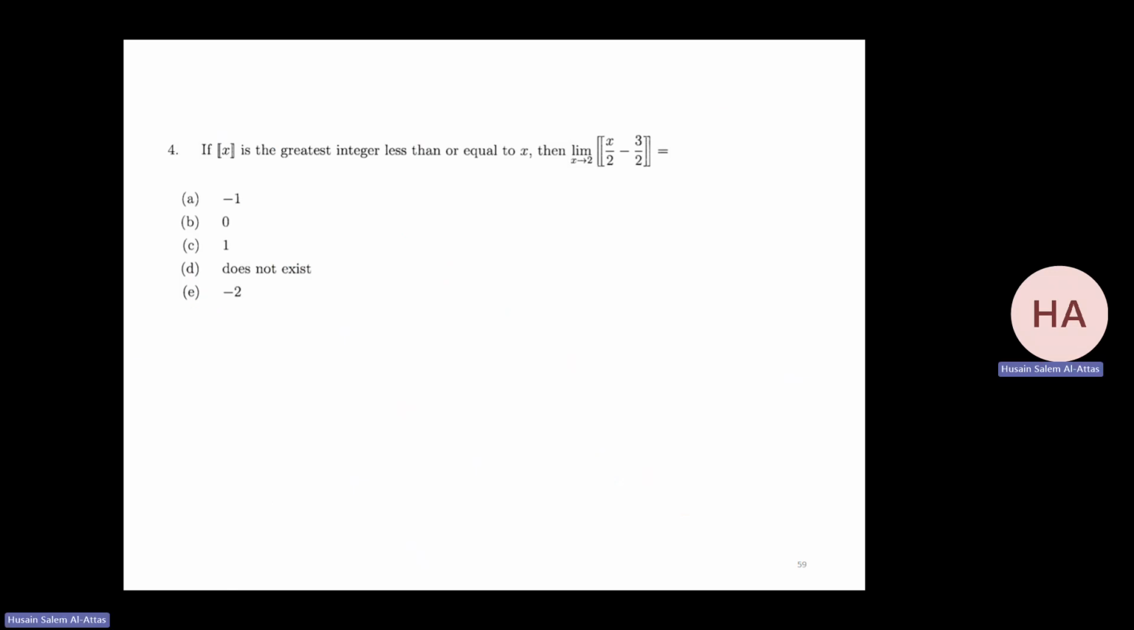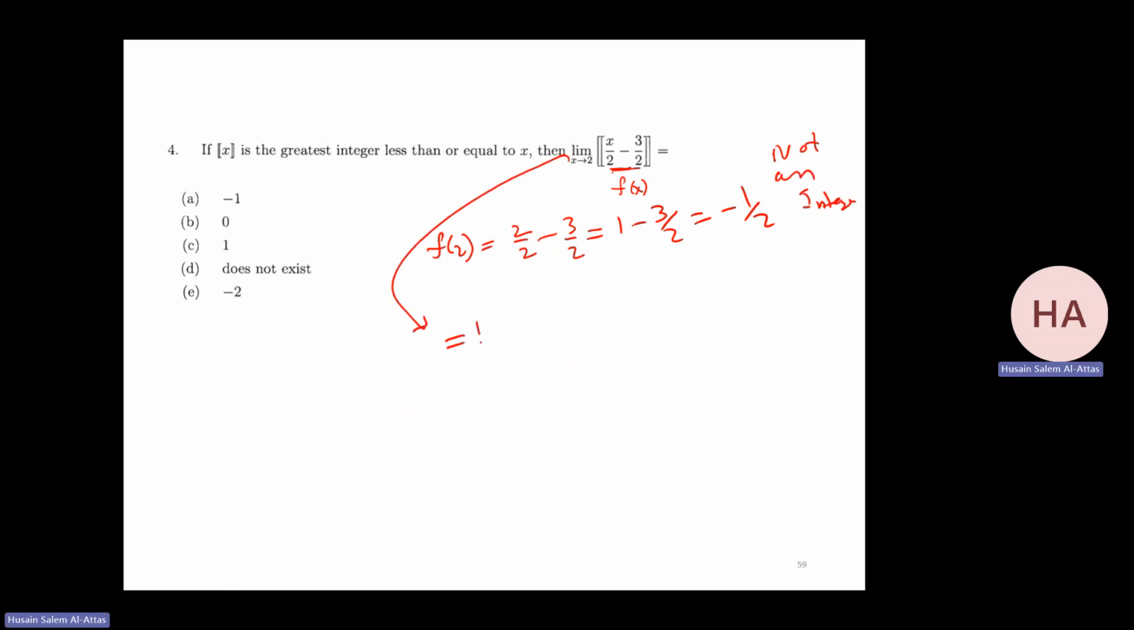The same thing here. First, I'll check inside. This is my f of x, so check f at 2. It will be 2 over 2 minus 3 over 2. That is 1 minus 3 over 2, which is minus half. Is this an integer? No, it's not an integer. So how do I find the limit? Just plug it in.